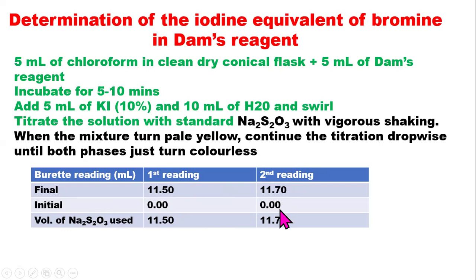For the second reading, which is our second conical flask, we started at 0, we topped up our burette to 0, so that our calculation will be simpler and easier. So we have 0.00 as our initial, and our final is 11.70. So our volume of standard thiosulfate used is 11.70. Now to calculate the average titre value, we sum up the 2 volumes, first reading and second reading, and we divide by 2, and we arrive at 11.60 ml.